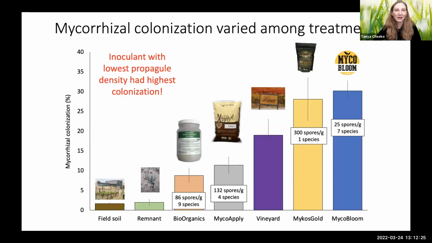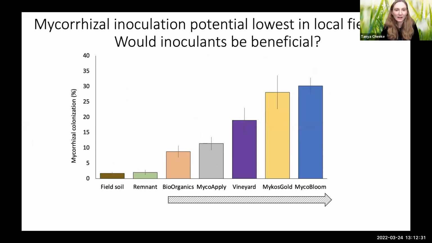Interestingly, the inoculant with the lowest propagule density had the highest colonization levels. What we showed was that the local field soil, which is representative of what could be a future vineyard, had almost no inoculation potential. It had probably less than 2% colonization here. So if you're interested in using mycorrhizal products, using any one of these products or even local vineyard soil, adding to this soil seems like it would add mycorrhizal fungi back into the soil that doesn't appear to be there right now.